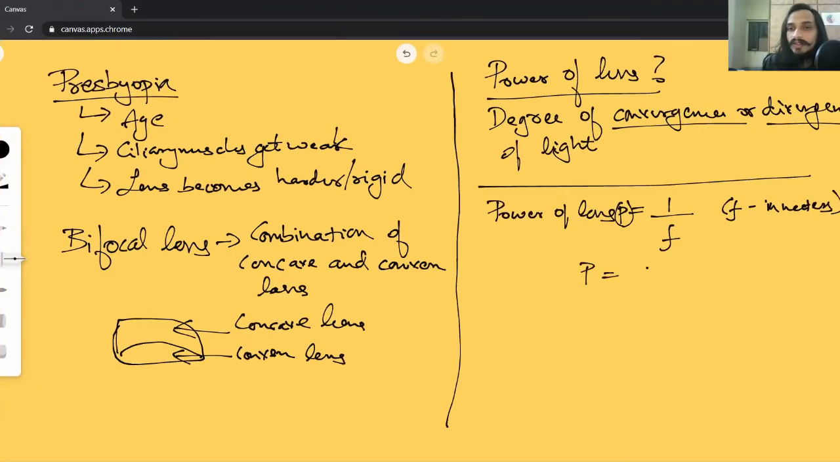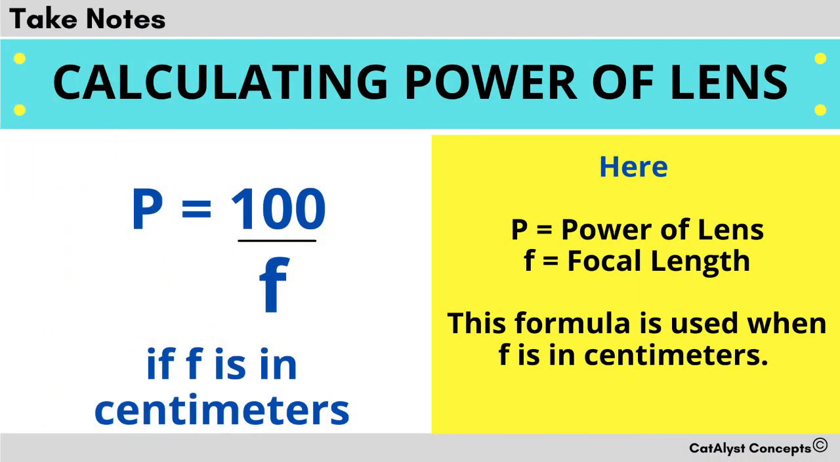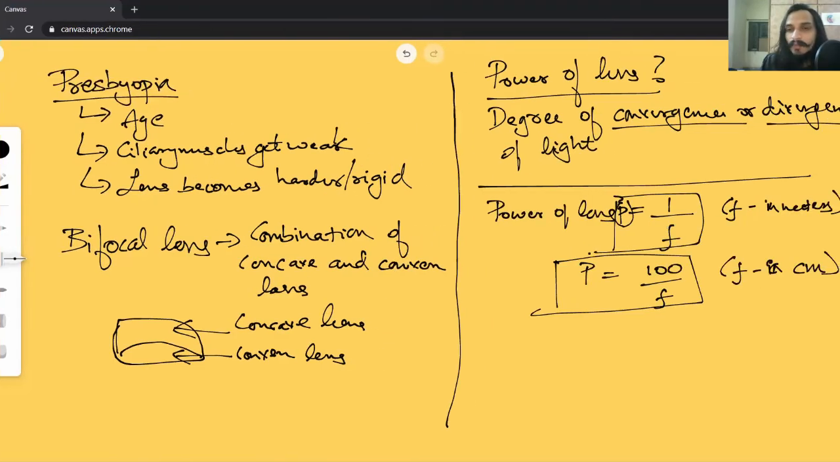Or we can also write 100 by F if F is in centimeters. Since 100 centimeters is 1 meter, this one will become 100. So if you have the focal length in terms of centimeters, you can use this. Or if you want to find focal length in centimeters, you'll use this formula, or else you can use this formula. Very simple stuff. P is nothing but power of lens. F is the focal length of that lens.